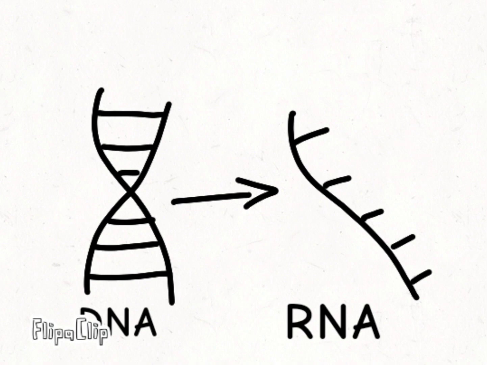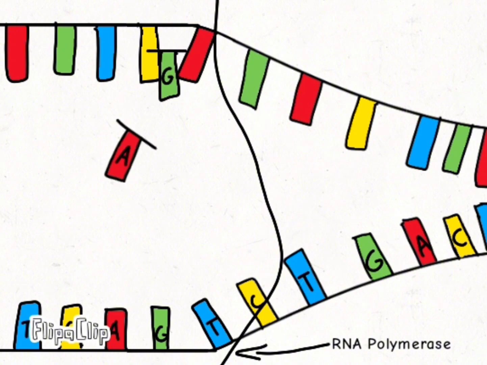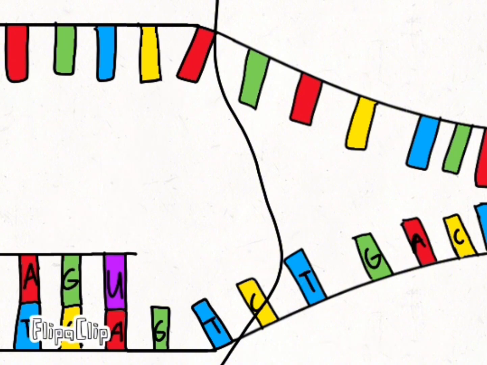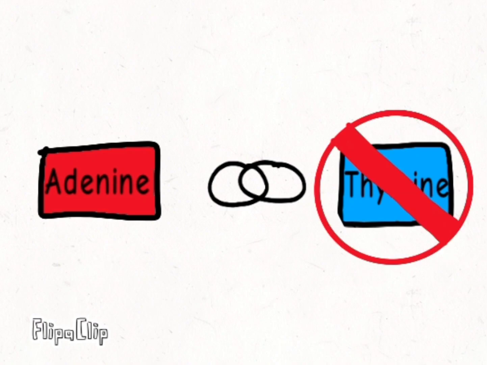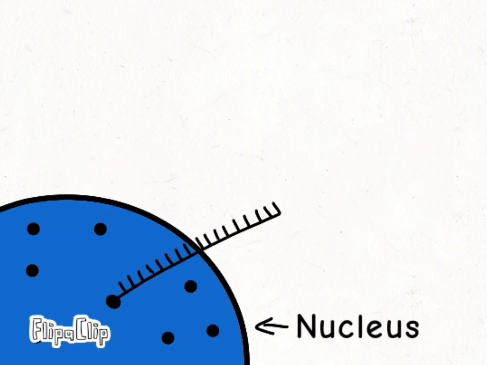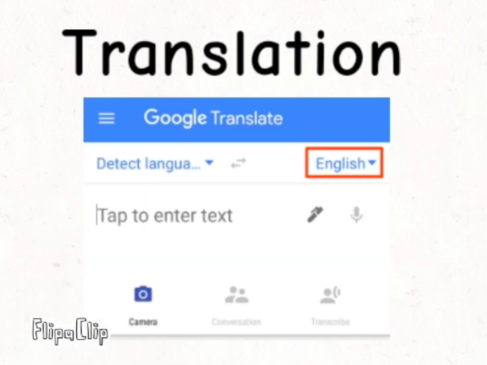It begins when the enzyme RNA polymerase binds to the start of a gene. Then, the RNA polymerase unwinds a small section of the DNA and uses one strand to build the mRNA. Instead of thymine, RNA uses uracil, so during transcription, adenine pairs with uracil during this process. After transcription, the mRNA leaves the nucleus and goes to a ribosome, where translation takes place.